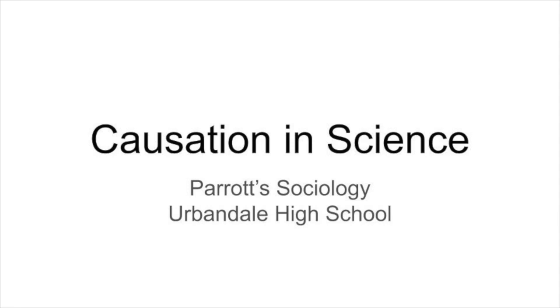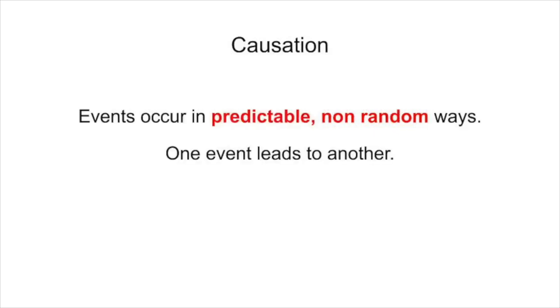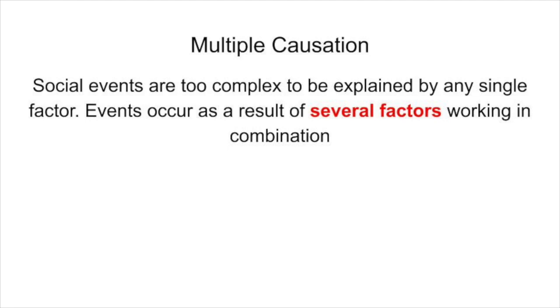Today's big show is on causation and science. Scientists assume that an event occurs for a reason. Everything has a reason. Events occur in predictable, non-random ways. One event leads to another.